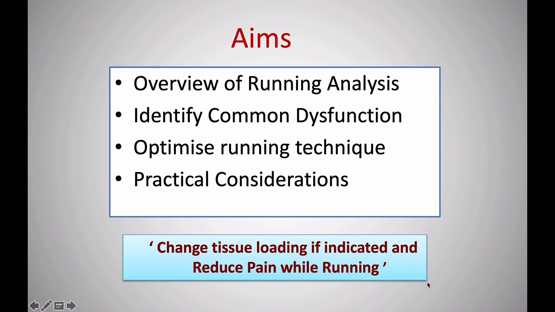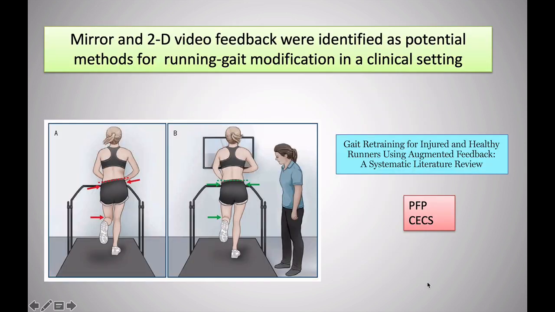And the evidence is slowly emerging. This is from JOSPT, published a few years ago, where they looked into gait analysis, and what they found was that mirror and 2D video feedback were potential methods for running gait modification in a clinical setting, especially in conditions like patellofemoral pain and chronic exertional compartment syndrome, CECS. The evidence has shown that the use of real-time visual and audio feedback can improve running form, and you can see the cues that can be given.